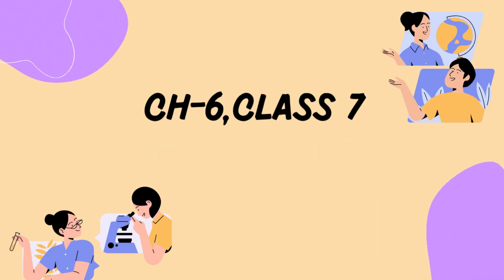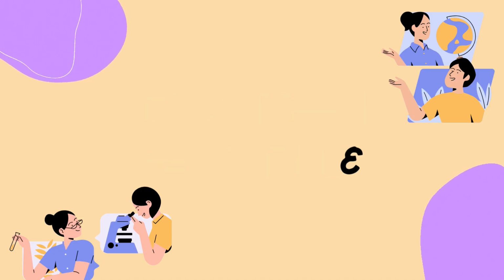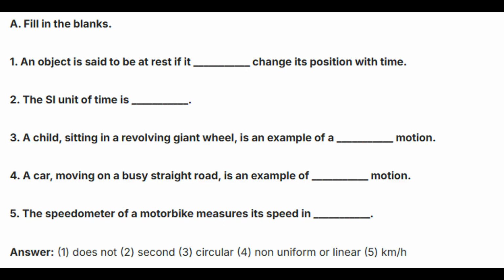Today we are studying chapter 6 of class 7th DAV Science, Motion and Time, Back Exercise. A. Fill in the blanks. First, an object is said to be at rest if it does not change its position with time.